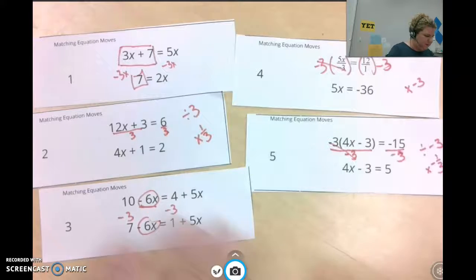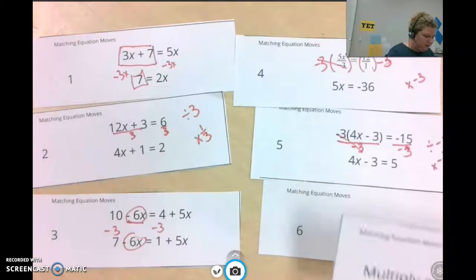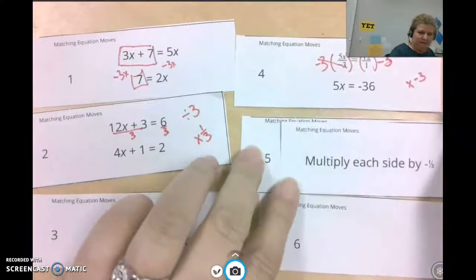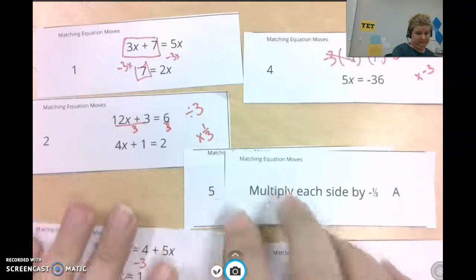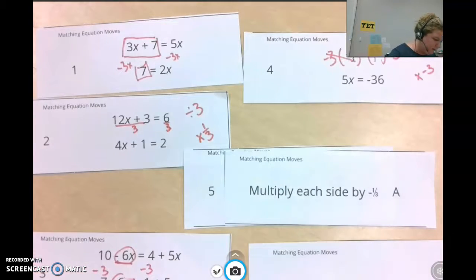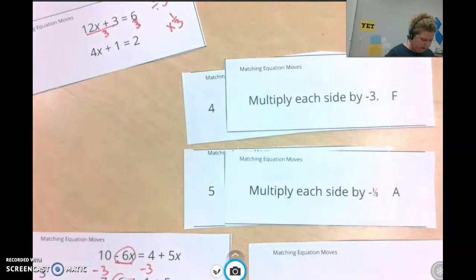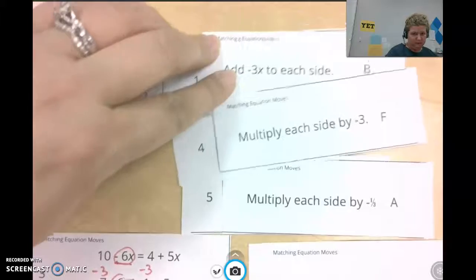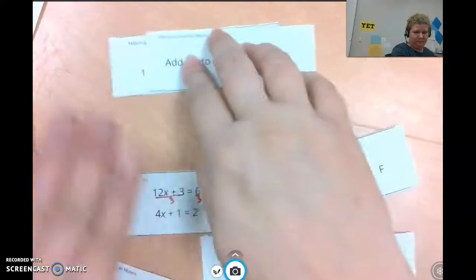And the last one is the blank one that you're going to fill in yourself. So multiply, well, I guess I'll start with A. Okay, A, multiply each side by negative 1/3. So I got 5 for that. Okay, running out of room. Okay, multiply each side by negative 3. Okay. Add negative 3x to each side. Alright. Might need to make that. Yeah, that might help. I don't know.